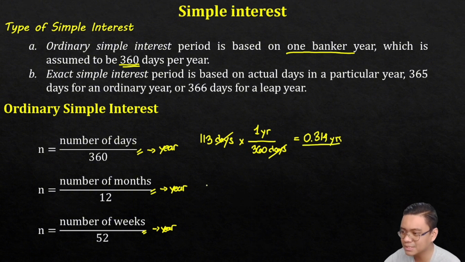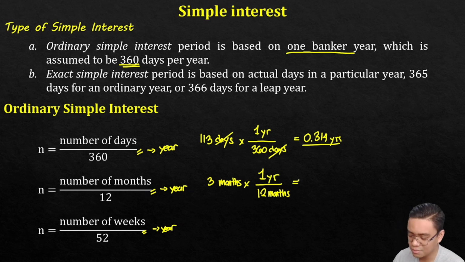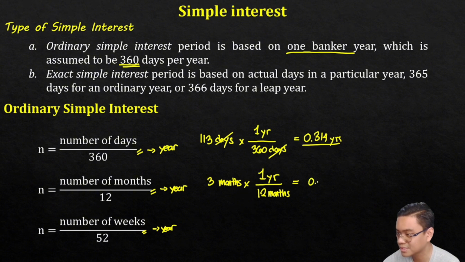Say, for example, pag months naman, what if you have 3 months there and you want to convert into years? Paano yan? Just divide that one by 12 months. Kasi yung 12 months natin, that is 1 year. So that would be 3 divided by 12. That should give you 0.25 years.